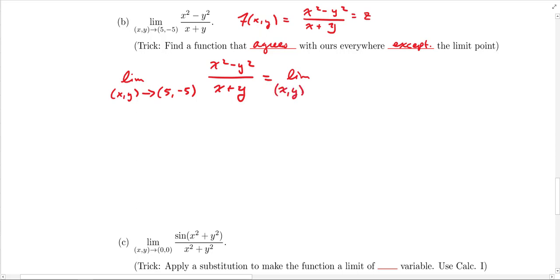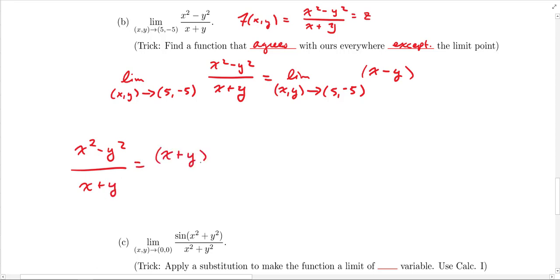Notice that this function right here, the function x minus y, agrees with this function here everywhere except for at the point 5, -5. How did I come up with that? It's simply that trick that you did in Calc 1, where we said, hey, we could rewrite this as the function x plus y times x minus y all over x plus y. Now, in general, you can't cancel out expressions involving variables. But notice that at least for values around the ordered pair 5, -5, these two functions output the same thing. And so that's what I replaced.